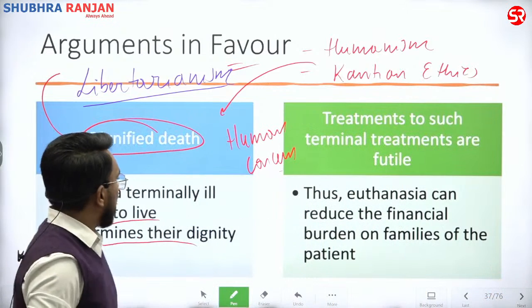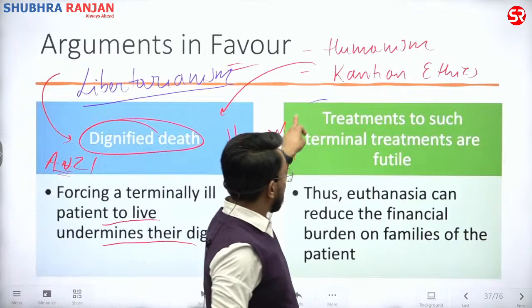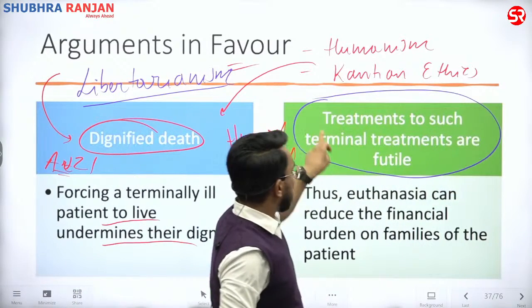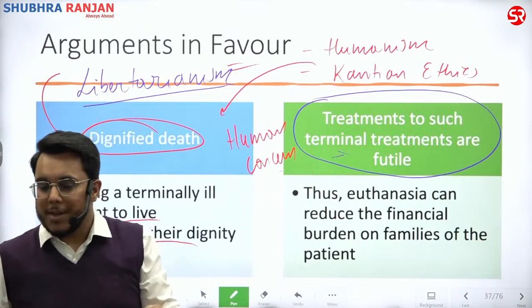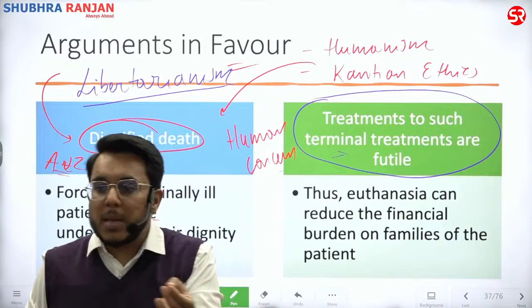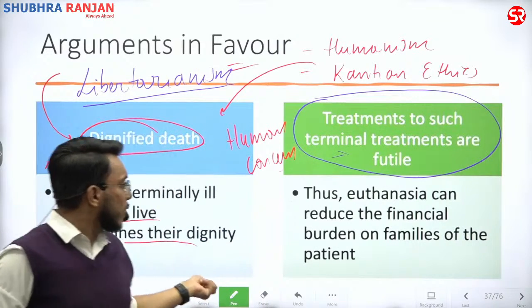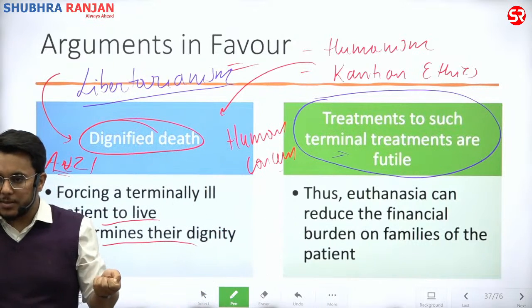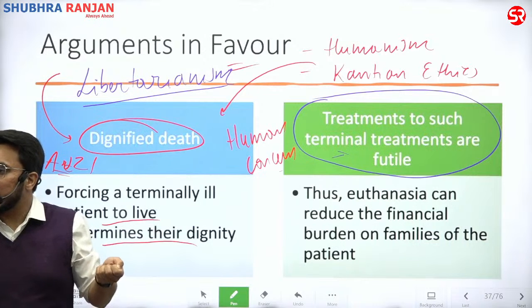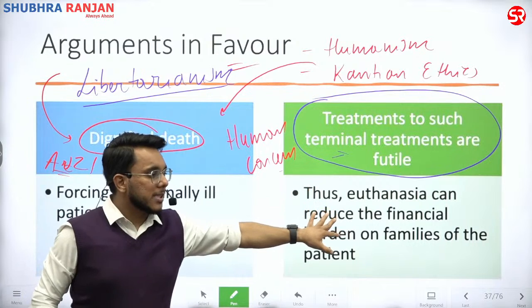Okay, is it clear or not? Then next comes that the treatment of such terminal patients is futile. Now there are certain cases where we don't have a medical cure, where there is no possibility that people have returned back. So there giving treatment is futile. It will also create a financial burden on the families of the patients. Yes or no? So therefore euthanasia is justified.